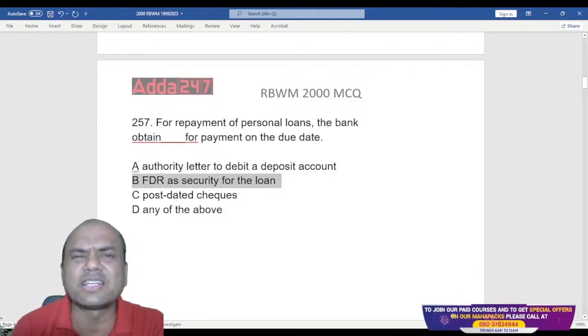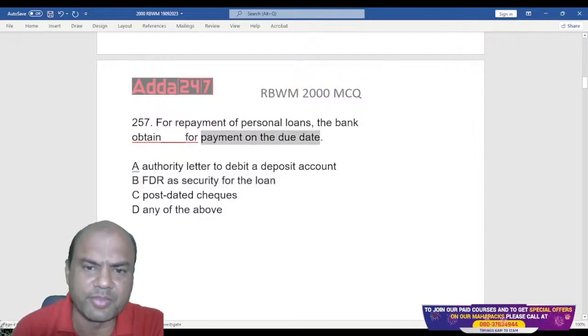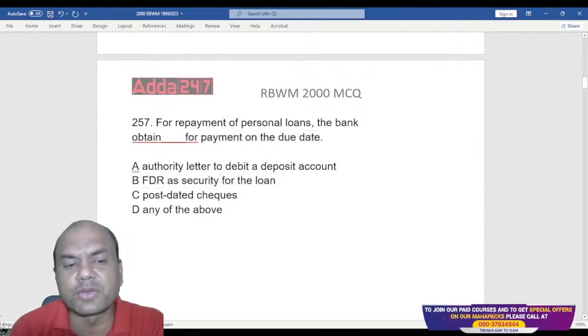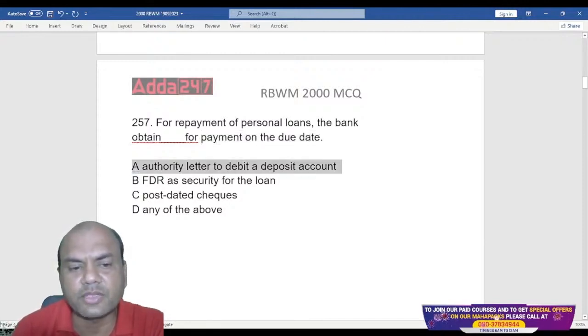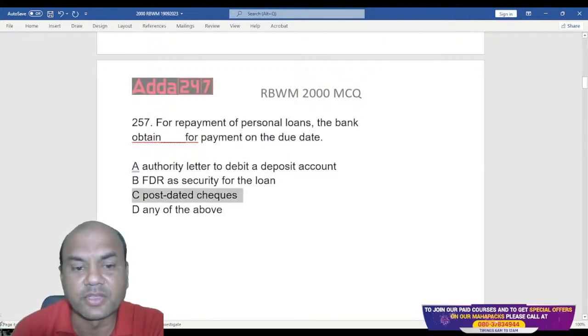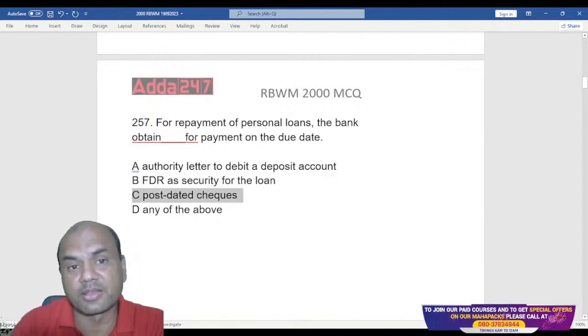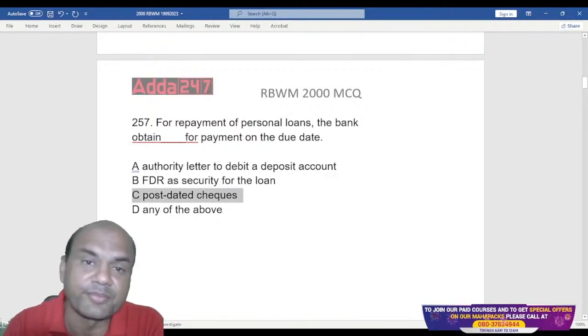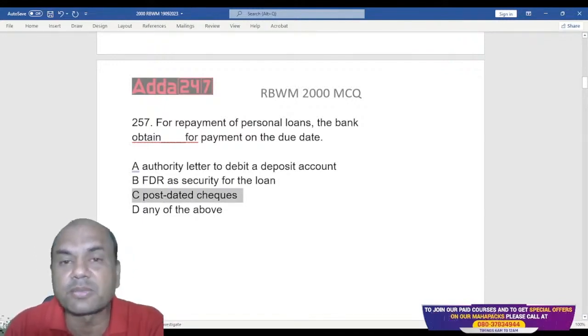FDR is taken as a security. That security has nothing to do with payment on the due date. All of you will get confused between A and C, because you feel both of them are right. A is also right, C is also right. So what does the bank take now?